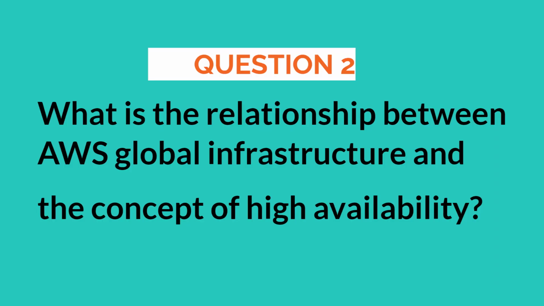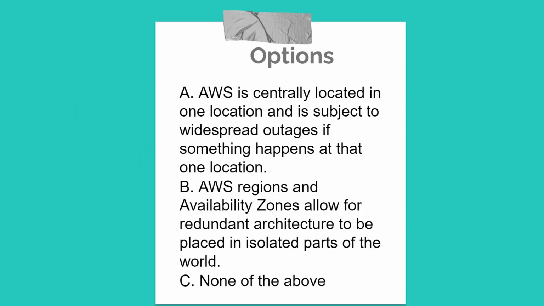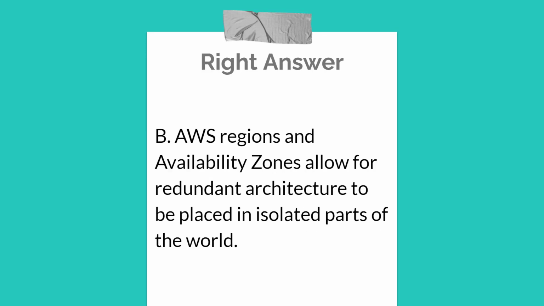Question 2. What is the relationship between AWS global infrastructure and the concept of high availability? Option A. AWS is centrally located in one location and is subject to widespread outages if something happens at that one location. B. AWS regions and availability zones allow for redundant architecture to be placed in isolated parts of the world. C. None of the above. Right answer is B. AWS regions and availability zones allow for redundant architecture to be placed in isolated parts of the world.